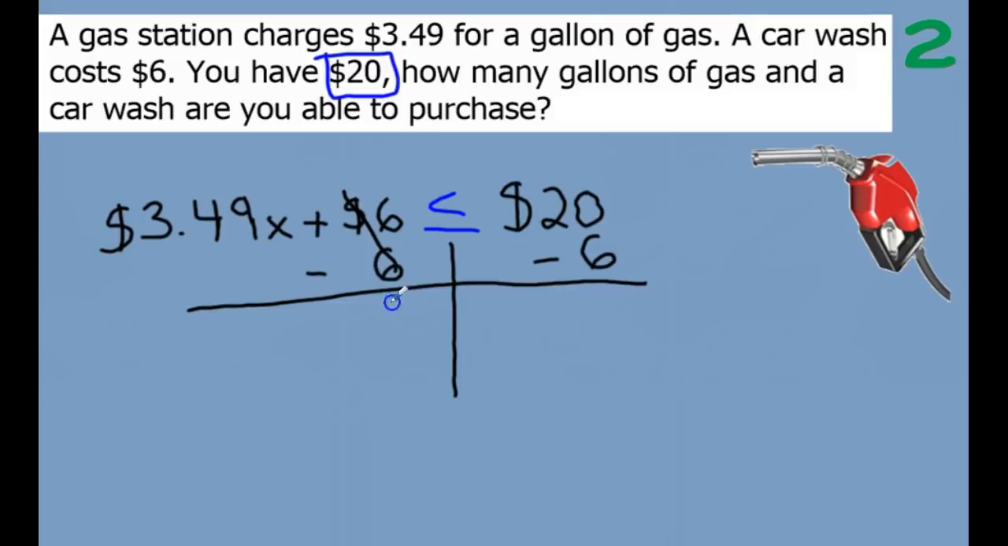So those cancel out. What we're left with is 349x is less than or equal to $14.